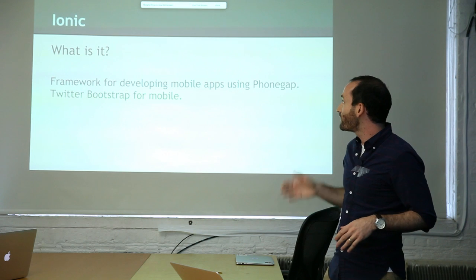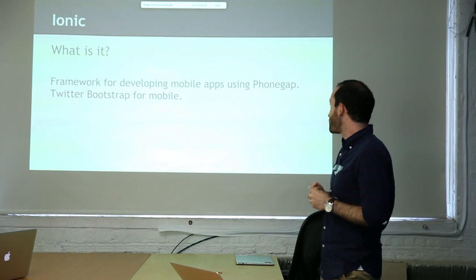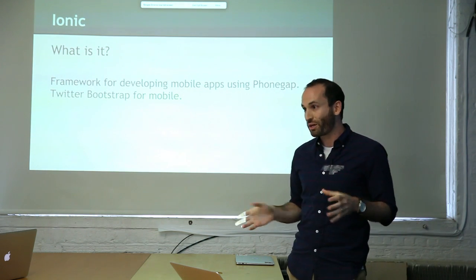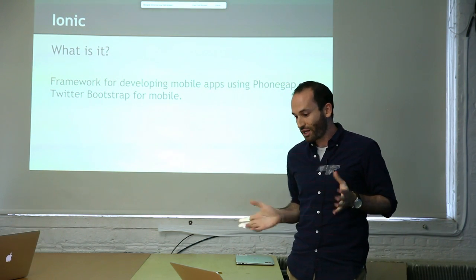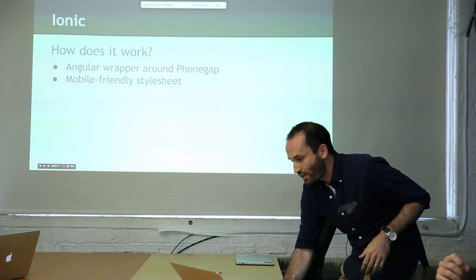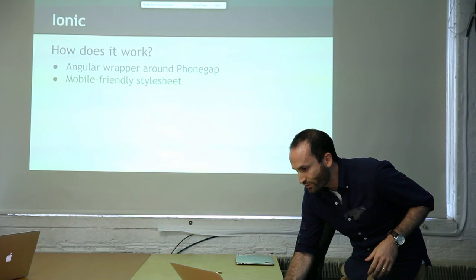So that brings us to Ionic. Ionic is a framework for developing mobile apps using PhoneGap. You can think of it kind of like Twitter Bootstrap for mobile. It's a nice way to very quickly bootstrap and build and prototype your mobile apps.